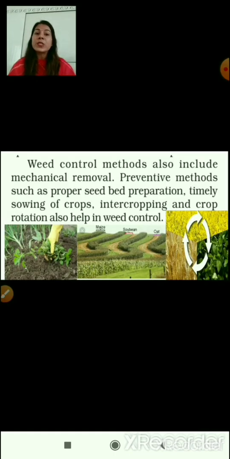Now weed control methods also include mechanical removal, meaning removal of weeds with the help of machines or tools. Preventive methods such as proper seed bed preparation, timely sowing of crops, intercropping and crop rotation also help in controlling weeds. And if we follow all these preventive methods without applying any chemicals, without applying any artificial extract into the crop field, we can check the growth of weeds in our crop field.